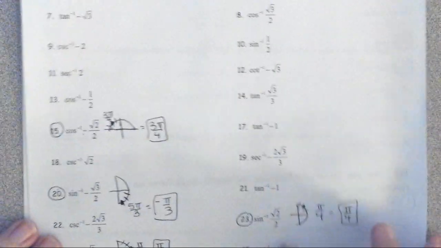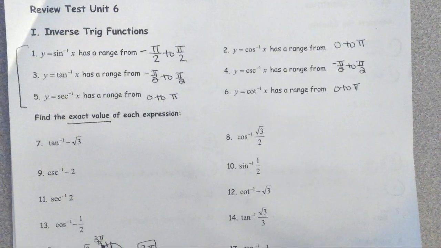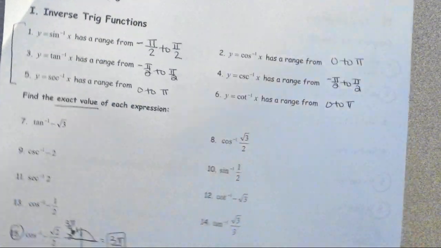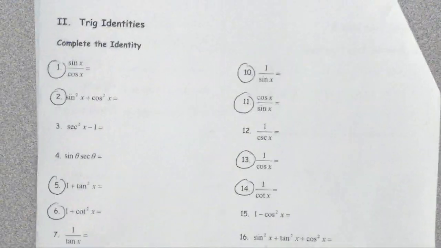All right, so that should help you with the first page. You want to go back and check your answer key. Remember, I put the answer key on Google Classroom to make sure you got the rest of these right. I'm going to go ahead and do some on the back. So now I'm going to look at your trig identities.